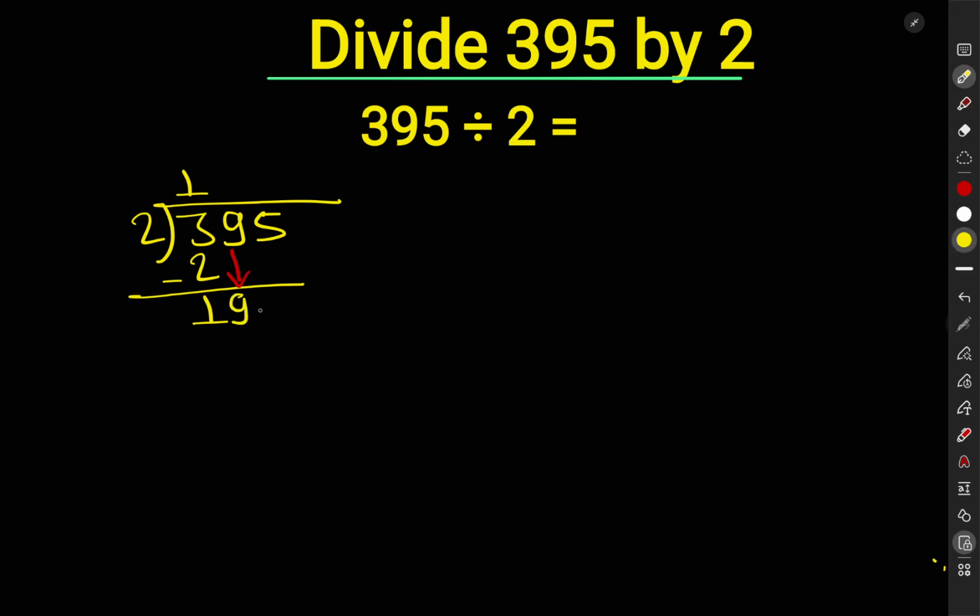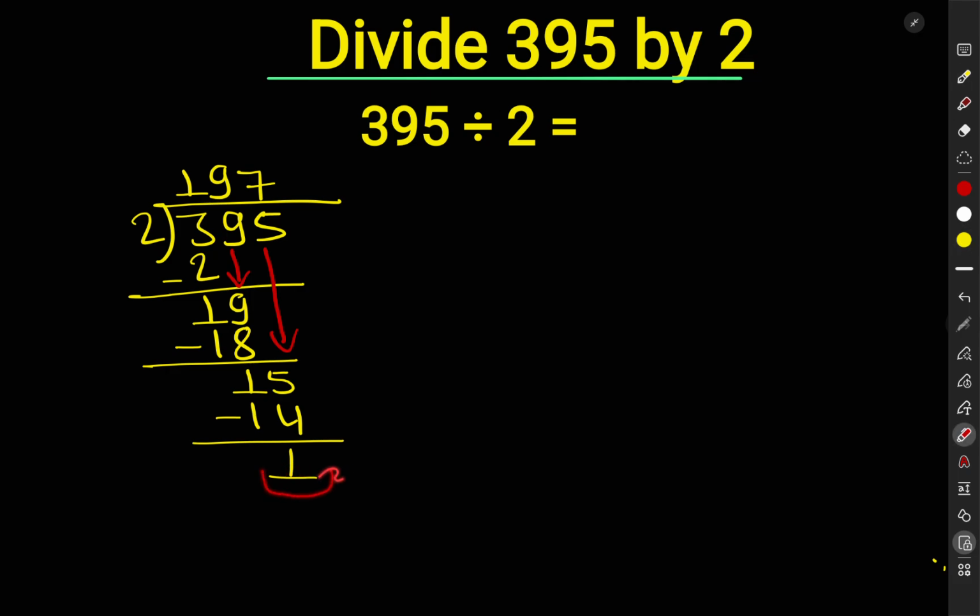So now it is 19 and 2 times 9 means 18. On subtracting it is 1. So we put down this 5 and now it is 15 and 2 times 7 means 14. On subtracting it is 1.